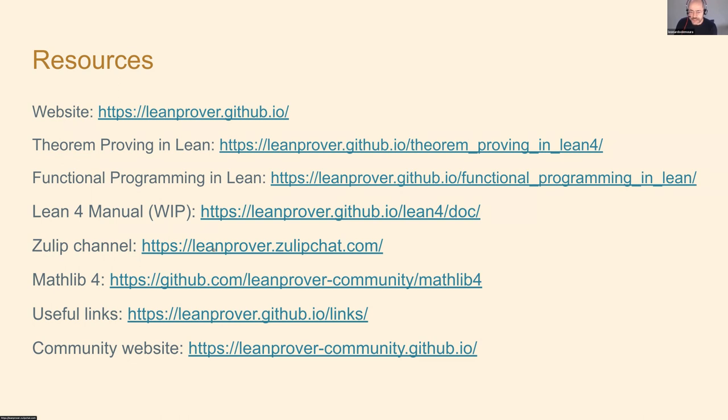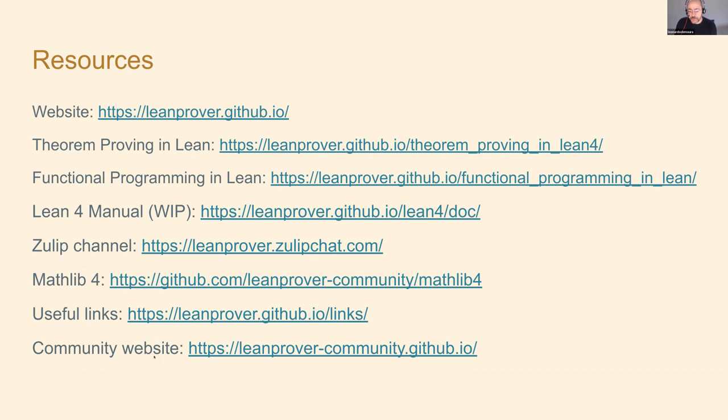There's a big community. There are more than 20,000 messages per week, and more than 1 million messages read in this chat room. You're going to find all sorts of people: computer scientists, mathematicians, people working on AI. For mathematics, you're going to find very diverse crowds there. We have Mathlib 4, the mathematical library for Lean. We have many useful links in this page.